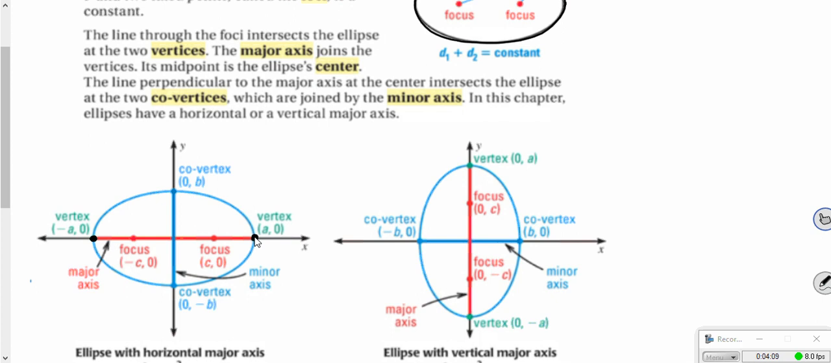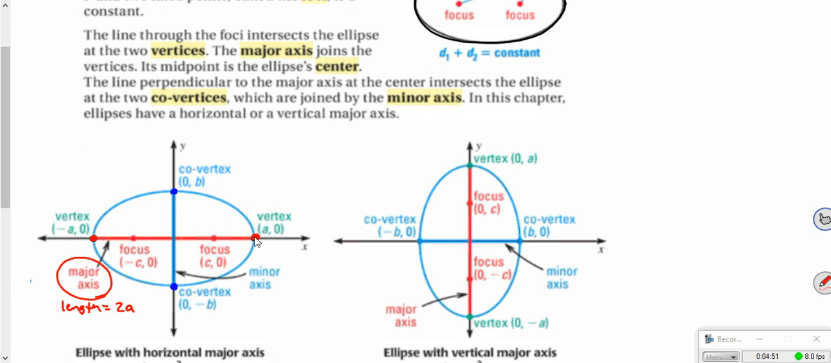Notice on the y-axis, these are called co-vertex points. So we have vertex points, and those are on the long axis, what we call the major axis. And then we have co-vertex points, which are on the minor axis. Notice here, major axis, vertex point, vertex point. So the length of the major axis is 2a, if a is one of your vertex coordinates.